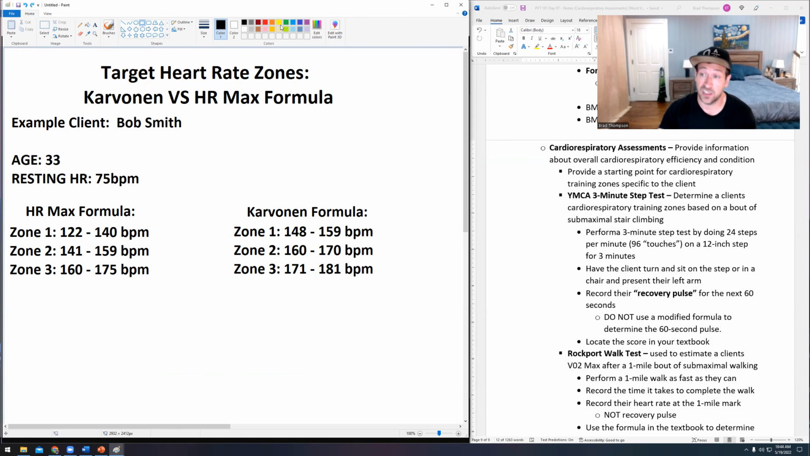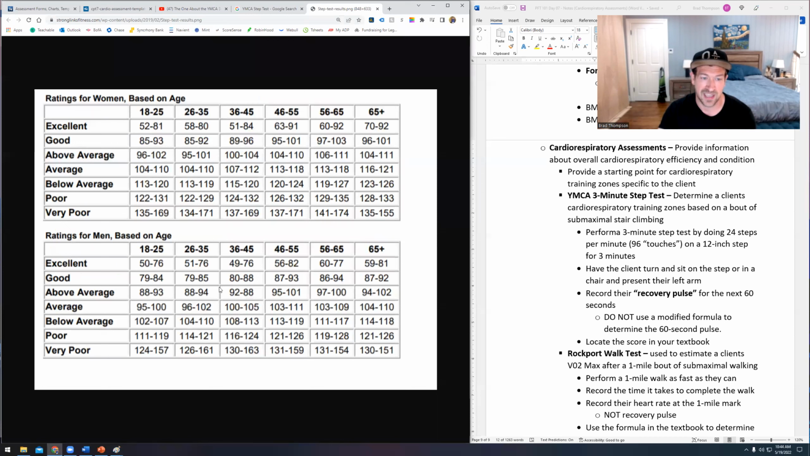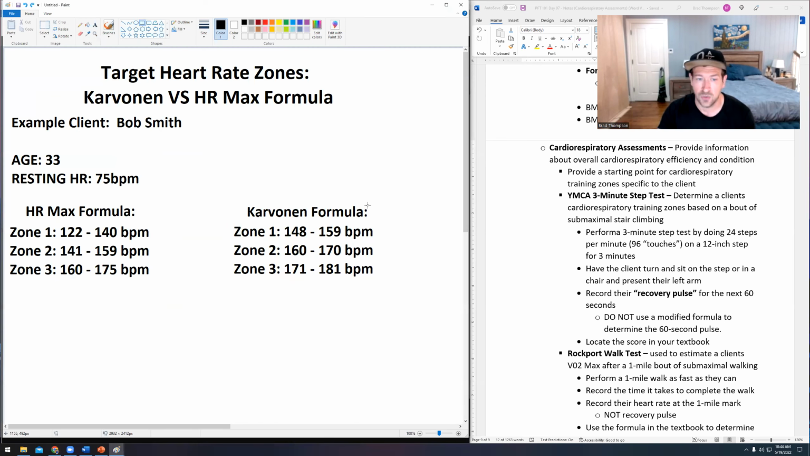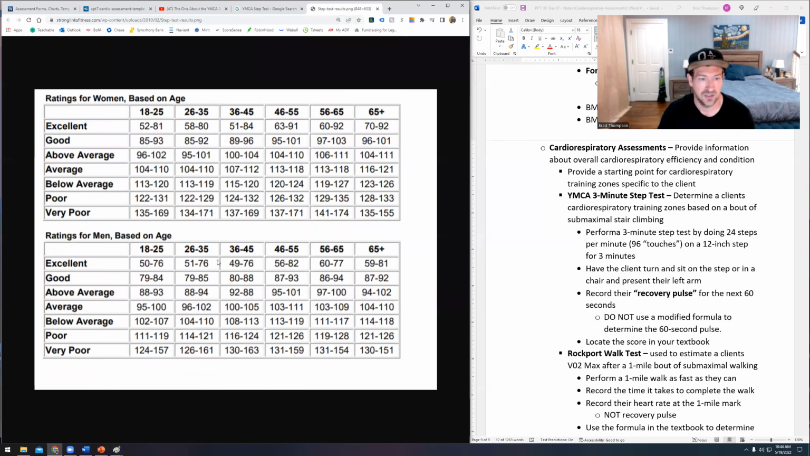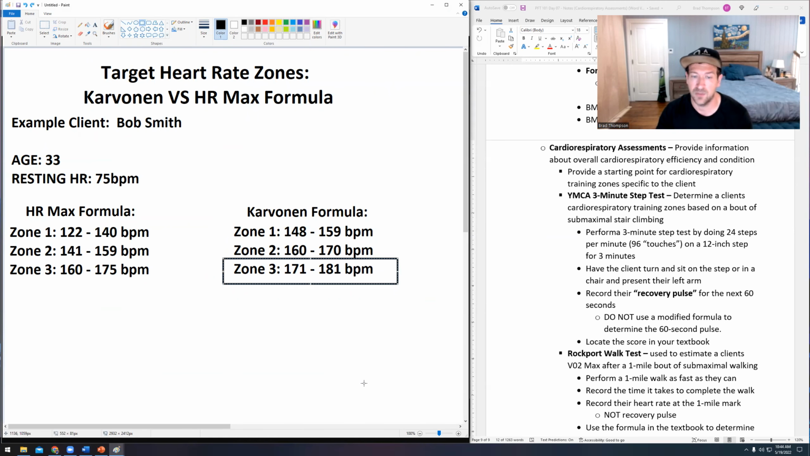Now, if Bob did really great, let's say his heart rate recovered to 88 beats by the end of the test, he's going to be a phenom. That puts him in the good category here, good to above average, right? So he's probably going to qualify for zone 2. And if he recovered to like 72 beats, that wasn't even exercise for Bob. Bob killed it, right? So he got in the excellent category. I'm going to give him a zone 3 workout. So that's how I use these target heart rate zones, right?